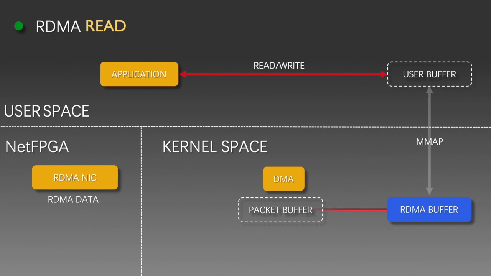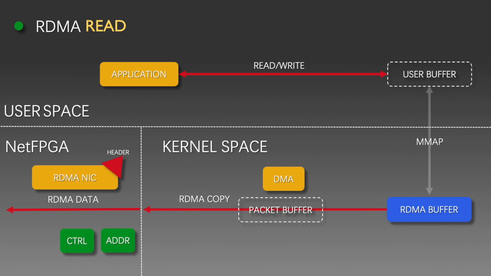If it is RDMA read, the driver will also bypass the kernel and directly DMA the requested content into our network processor and modify a software register to tell the network processor it is an RDMA packet. The processor will automatically add a header to the content and forward the packet correctly.